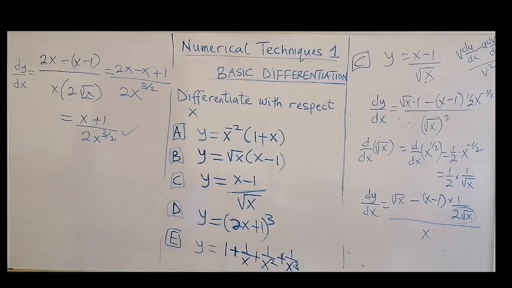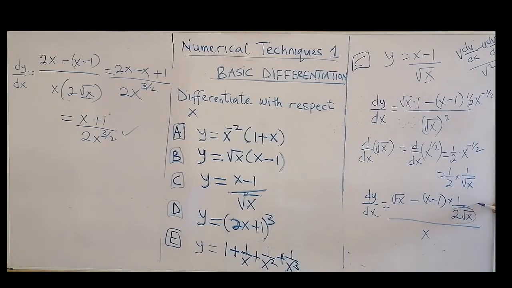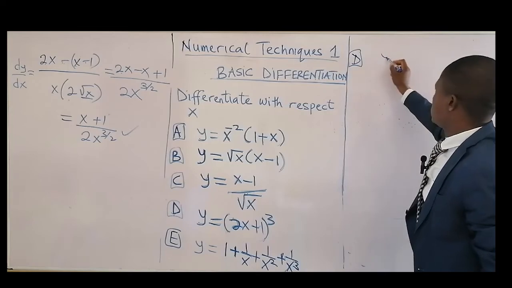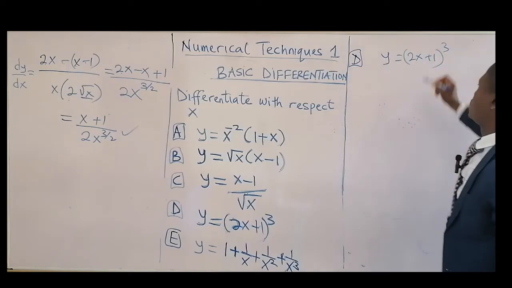The algebra I did is just that: since the numerator here is a fraction, find a way of removing it. That means you multiply through each item by this denominator, and then times the denominator. Then the d part: y equals (2x plus 1) to the power 3.